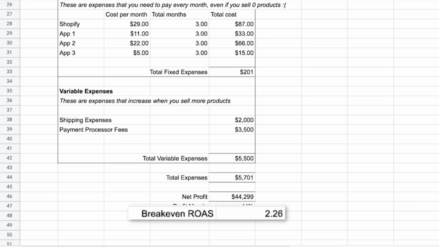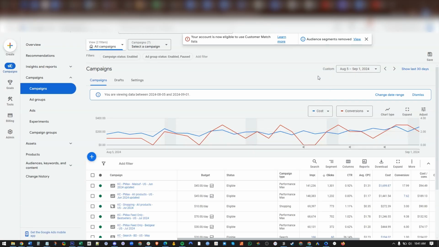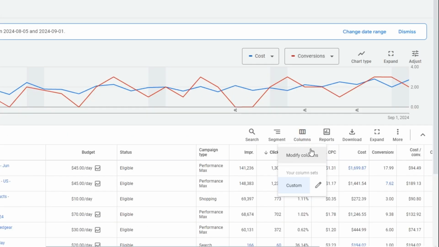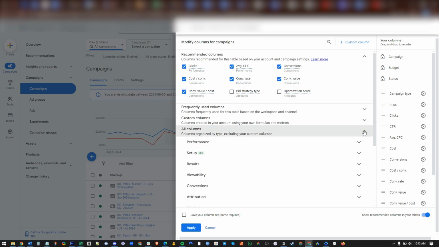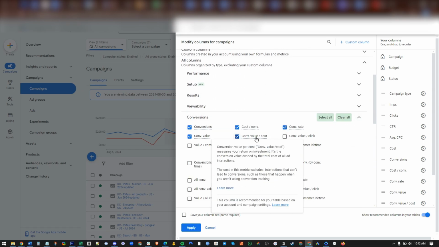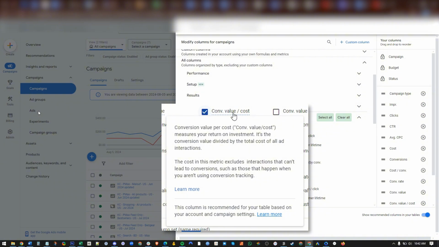With this break-even ROAS of $2.26, we know that the metric of ROAS, or conversion value over cost, inside our Google Ads account must be at least 2.26 in order for us to be profitable. This is an easy metric we can check anytime we want. Just open up the Google Ads account and show the column called conversion value over cost. You'll find this metric viewable all through your Google Ads account. So you can see if certain campaigns, ads, or even search queries are profitable for your store.